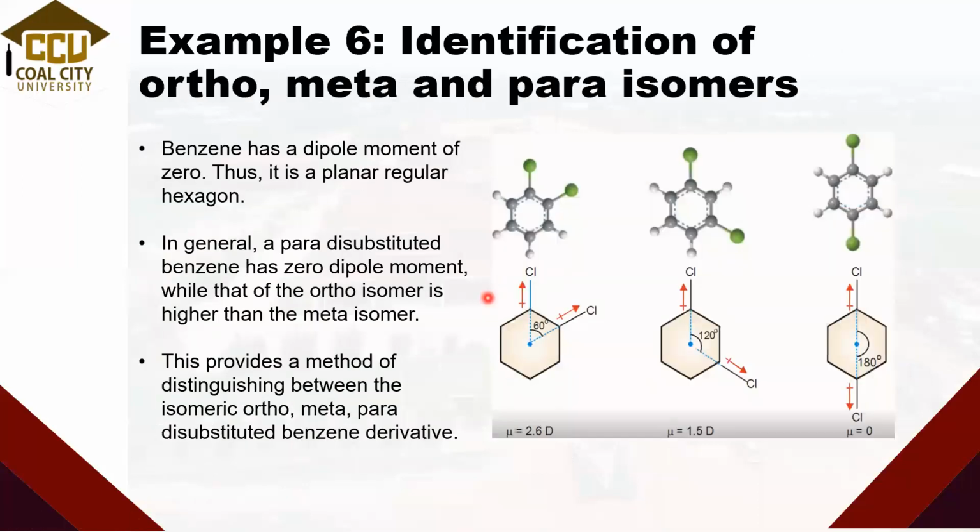Also, we can identify ortho, meta and para isomers of the benzene ring. Benzene itself has a dipole moment of 0, thus it is a planar regular hexagon. So benzene on its own without any substituent is a planar regular hexagon. Therefore, the bond dipoles cancel each other out and the net dipole moment of benzene will be 0. But in general, a para disubstituted benzene has 0 dipole moment, while that of the ortho isomer is higher than the meta isomer. Let's see what I'm trying to say. What do we mean by para substituted, and what do we mean by ortho or meta substituted? Look at this.